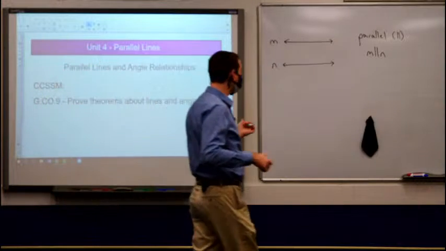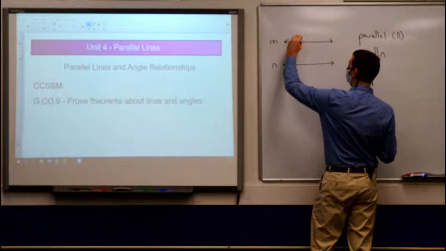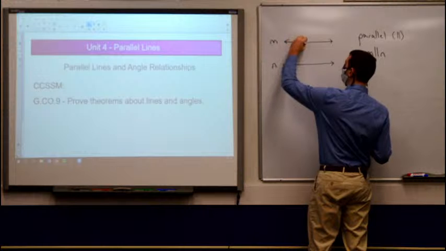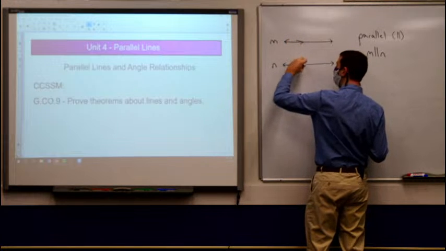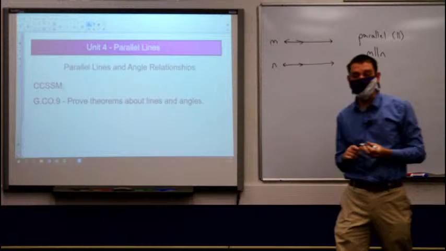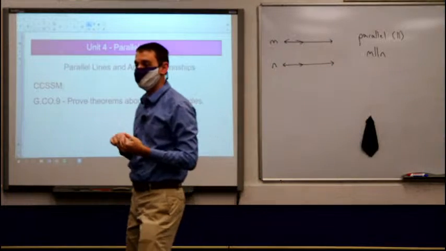In the diagram, you might see these little arrows on the lines, and those little arrows on the lines are going to mean that the lines are parallel.